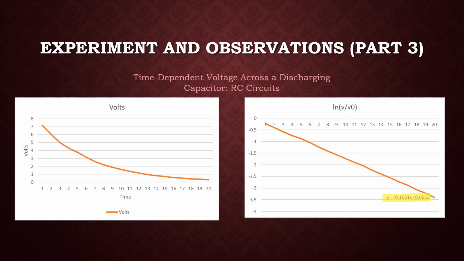For the last part of our experiment, we looked at how the voltage of the circuit changed after 20 seconds. Measuring the voltage across the capacitor as it was discharging about every second, we noticed an exponential decrease in volts as time progressed, shown in the chart on the left. Taking that information, we can find the time constant of our circuit by taking the natural log of the graph on the left to get the graph on the right. From there, we can use the slope to solve for the time constant.